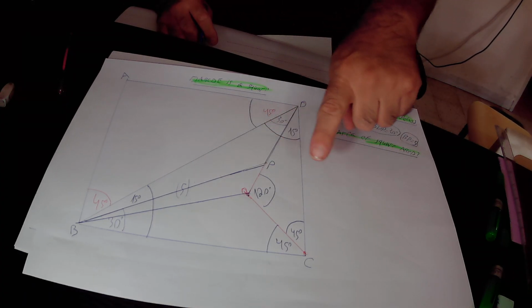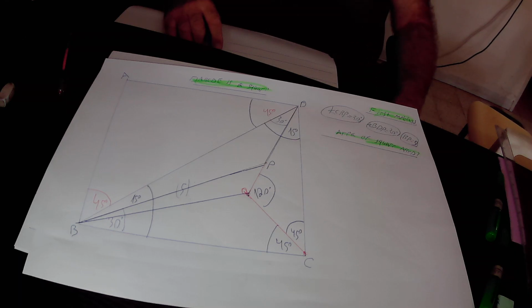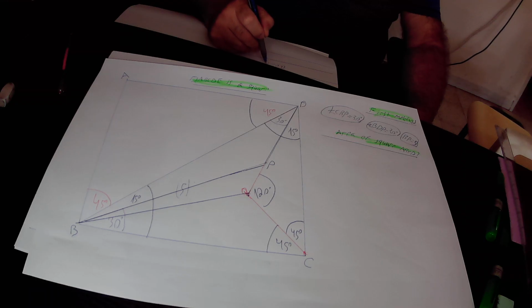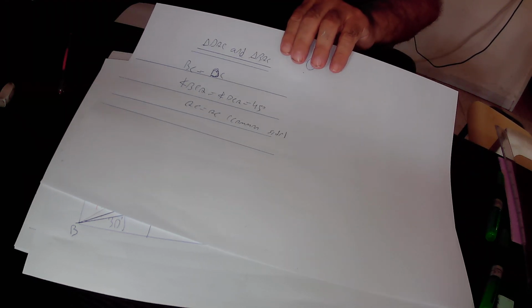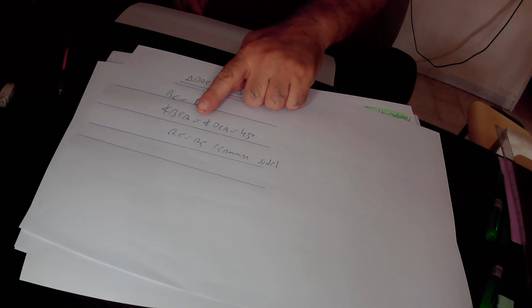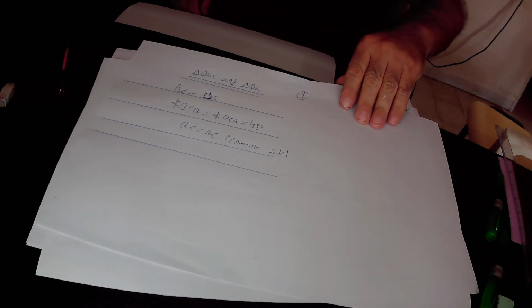And finally, side QC is a common side that belongs to both triangles. So we can write down that QC equals itself, as a common side that belongs to both triangles. It's a common side.